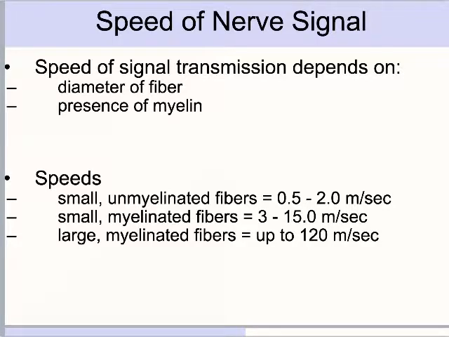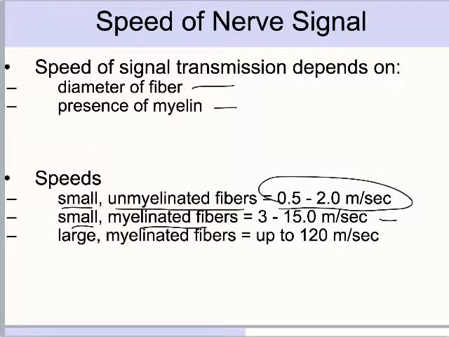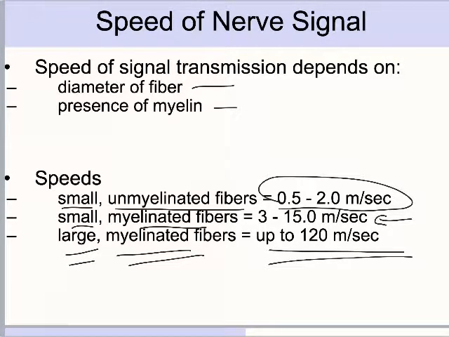Okay, now speed of nerve signal. How fast the information travels down the neuron totally depends on how big the fiber is and whether or not you have myelin. If you have a small neuron that's not myelinated, the information is going to go relatively slow. If you have a small myelinated one, the information is going to go faster. But if you have a large one and it's myelinated, it's going to go super fast. So 120 meters per second. That's like you're not even thinking about what's happening.